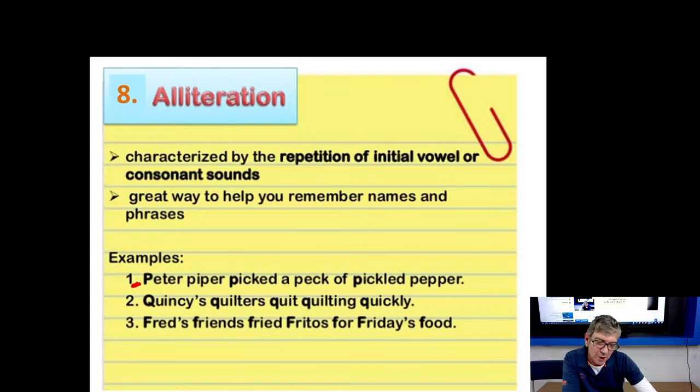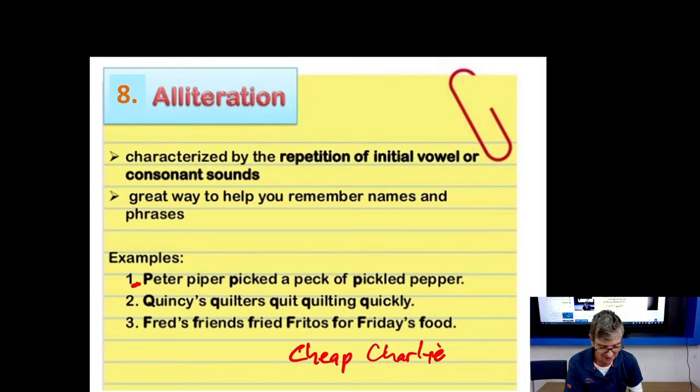But an example might be cheap Charlie. You're a cheap Charlie. Charlie is just the name of somebody, right? You're a cheap Charlie. You never tip. You never give a tip. It means you're a little bit stingy. Stingy with your money. You're thrifty with your money. Cheap Charlie.